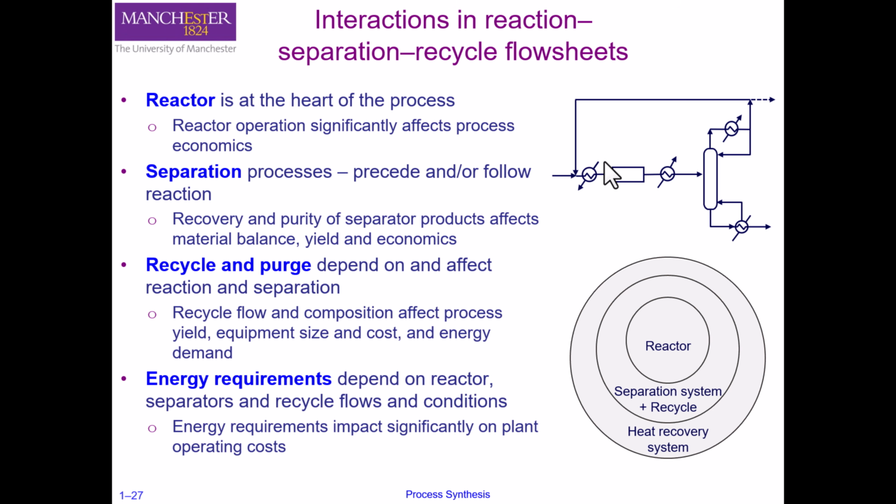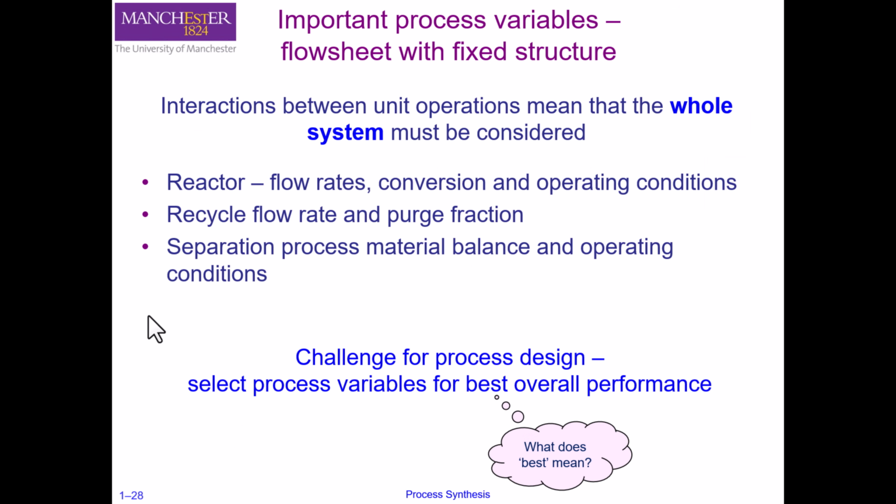So please take a few moments to consider the interactions that are noted on the slide and see how these choices can be affected by the heart of this process, that is the reactor. In the previous slide, we talked about how the interactions between reactor, separation and recycle systems can affect your process design choices. This slide emphasizes the point that once you have a fixed structure, the conditions within that flow sheet can be varied to find the best performance, whatever the best design might be.